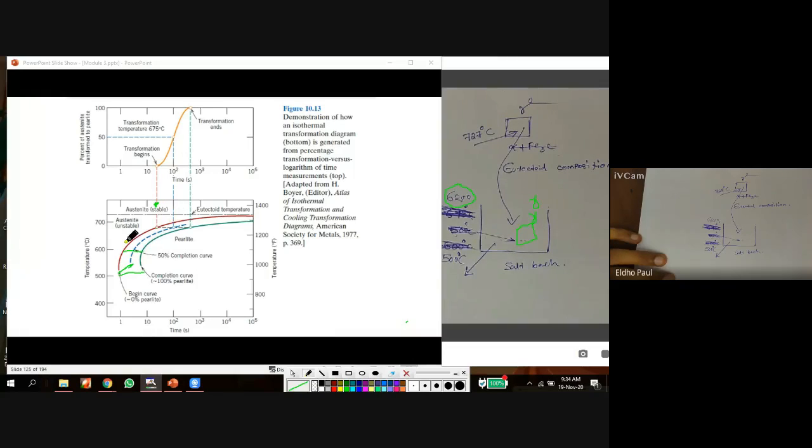In the left curve, the red colored curve is the curve where, at a different temperature, the austenite is 100%. The green curve is where, at a different temperature, the austenite is 0%. That means the entire austenite is converted to another microstructure. Any doubt?